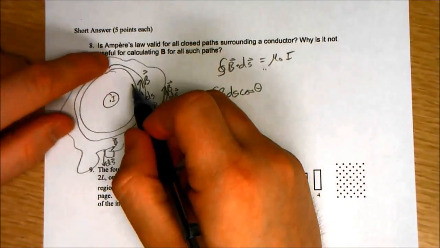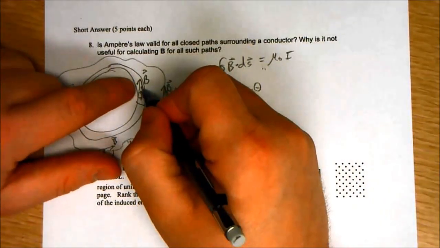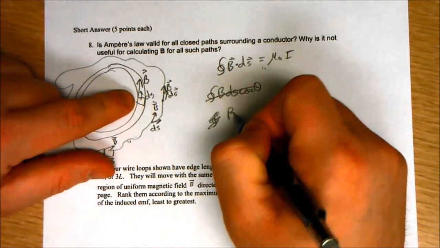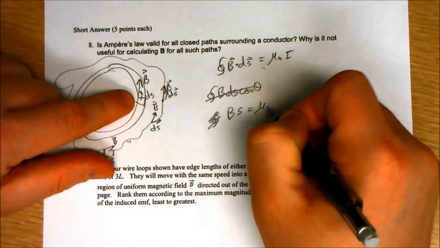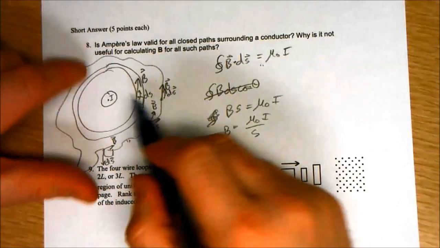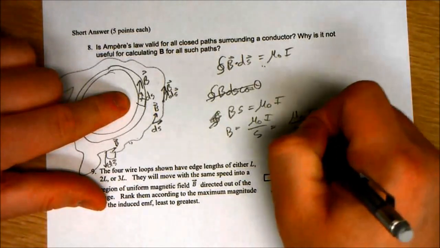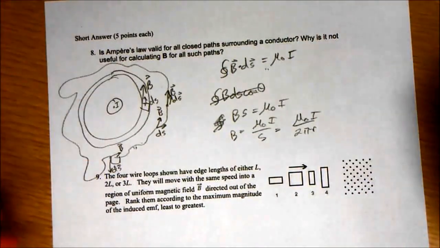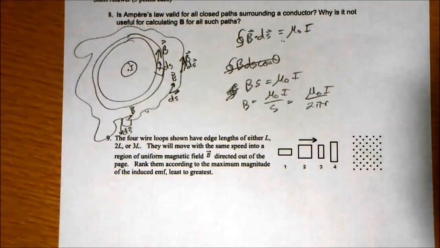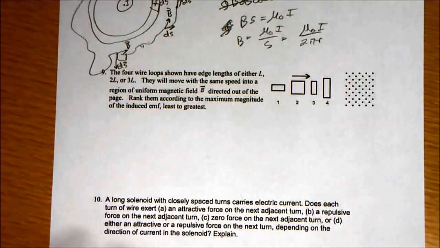If I stick to a circular loop or something that matches the symmetry of the conductor, then B is always going to be in the direction of ds, and I can just say this simplifies to B S equals mu naught I, B equals mu naught I over S, and just because this is a circular loop with circular symmetry, I can say mu naught I over 2 pi r. That is the use. In order to use Ampere's law, you have to have a significant level of symmetry to make the calculation easier, just like with Gauss's law.